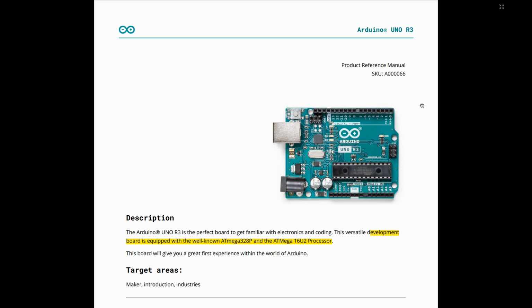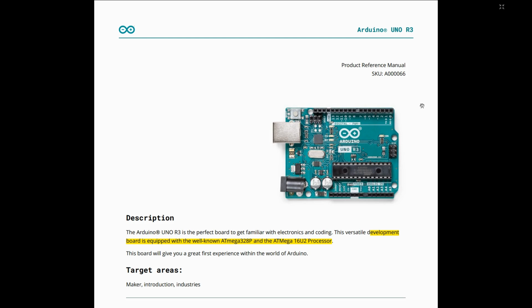So Arduino Uno is actually a development board, and it has a microcontroller on it. The microcontrollers used are the ATmega328P and the ATmega16U2 processor. Arduino Uno is mostly used by makers and people who just want to understand electronics and its concepts, and it's also widely used in industries.